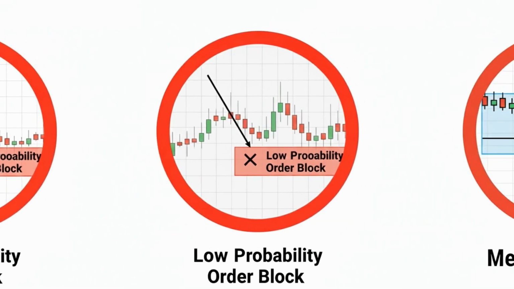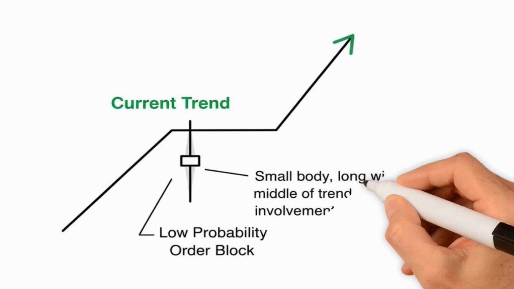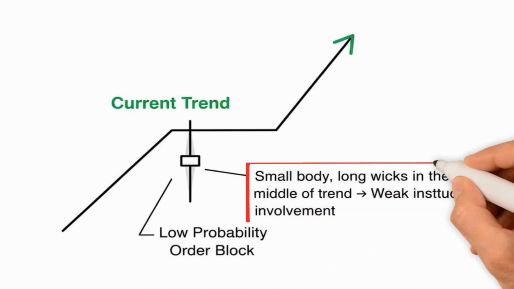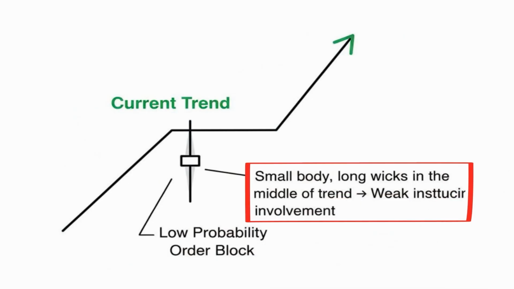Low probability order block. A low probability order block is usually a small-bodied candle, with large wicks, sitting in the middle of a trend.